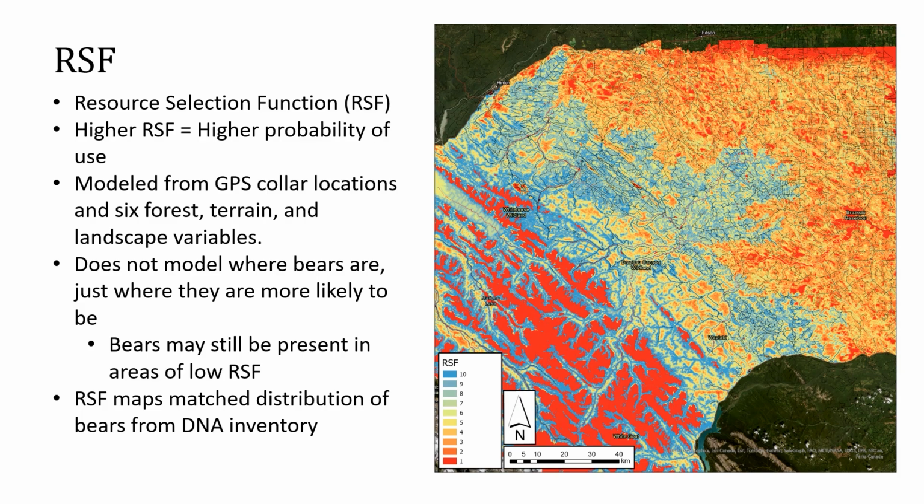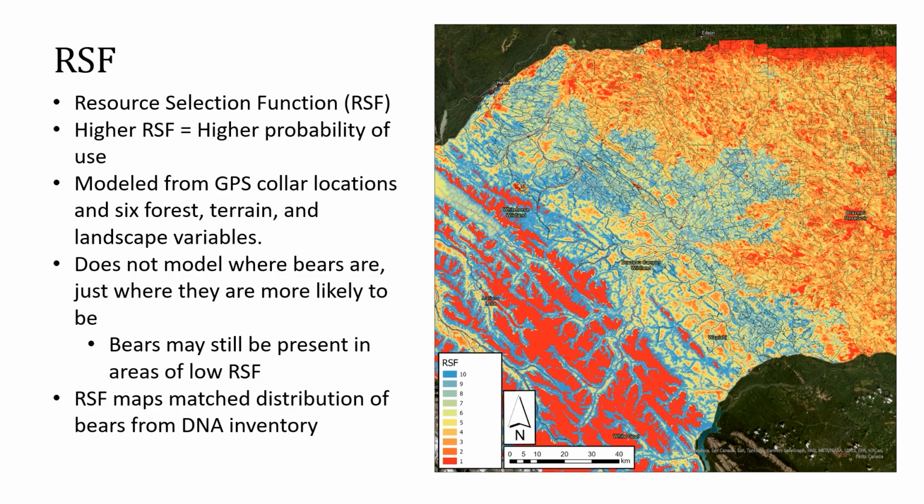Our first habitat tool is our RSF tool. RSF stands for Resource Selection Function, and higher values of RSF equal higher probability that grizzly bears will use that area. RSF is modeled from GPS collar locations and 6 forest, terrain, and landscape variables. However, RSF does not model where bears are on the landscape, just where bears are more likely to be. Bears may still be present in areas of low RSF.